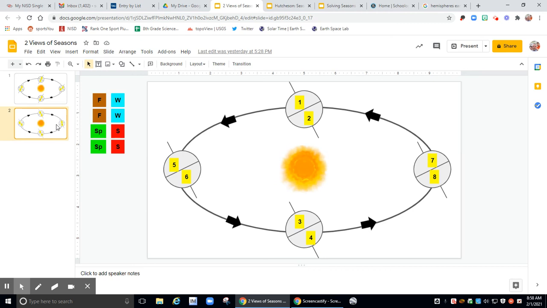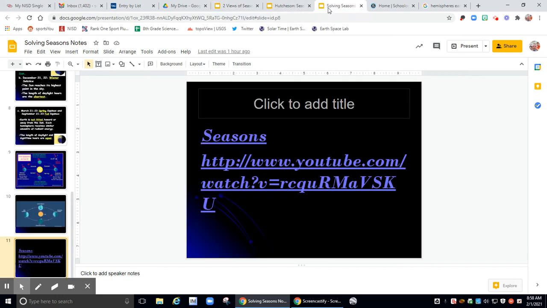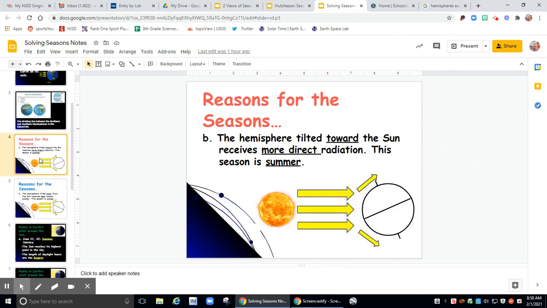Okay. And remember, the difference between summer and winter comes down to direct and indirect sunlight. Okay. So in this situation, it's summer in the north because it's getting the direct hit right square on the northern hemisphere. It's winter in the south because the sun rays are a little bit more indirect and more of a glancing blow. All right.